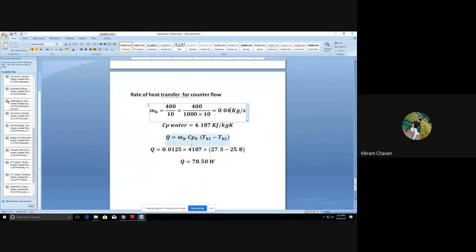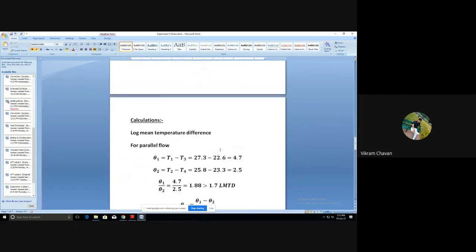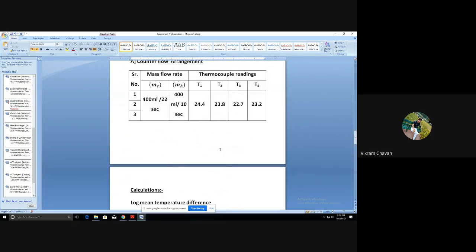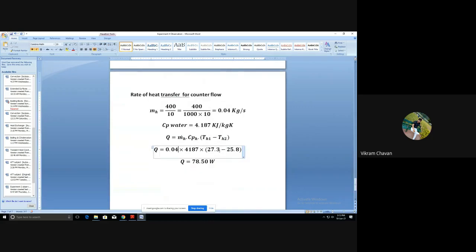Then put in Q is equal to m dot h Cph multiplied by Th1 minus Th2. So 0.04 multiplied by 4187 multiplied by Th1. Th1 in this case is 24.4 and Th2 is 23.8. Now calculate Q for the counterflow heat exchanger.